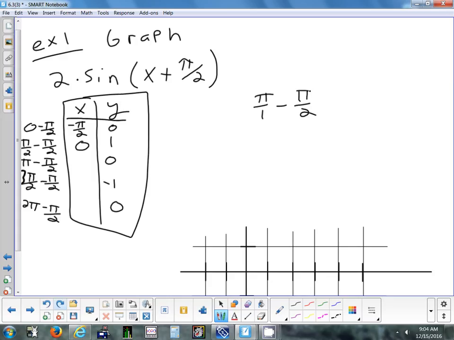What's the common denominator? 2. So double the bottom, double the top. What's 2 pi over 2? Take away 1 pi over 2. Pi over 2. Next one already has a common denominator.